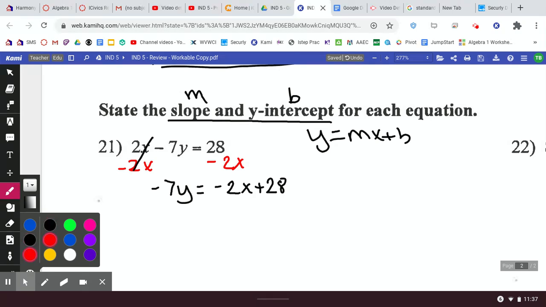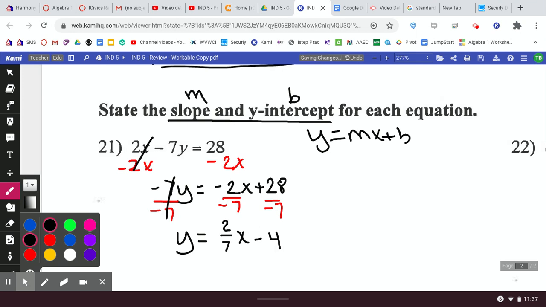And then I want to keep going to get the y by itself. So that means I'm going to divide by negative 7 all the way across the board. All three get that, right? And I get y equals negative 2 over negative 7. Clean that up a little bit. Two negatives, don't leave them double negative. Two negatives go positive. So 2 sevenths x. And then positive 28 divided by negative 7 is negative 4.